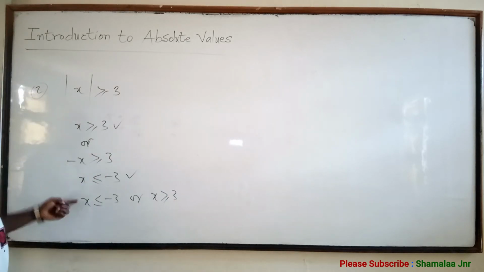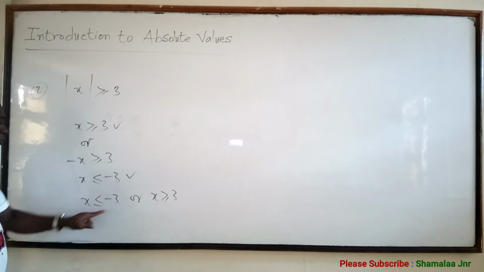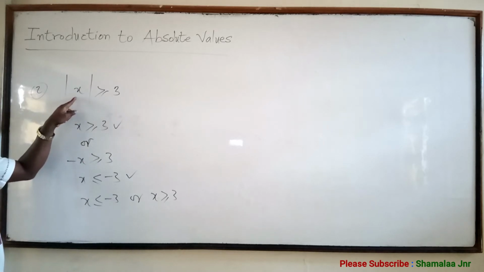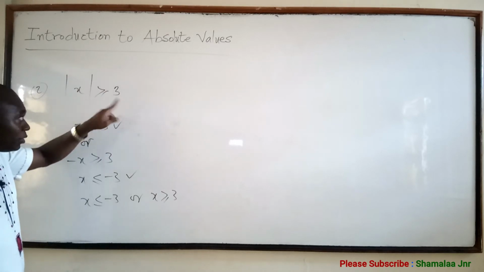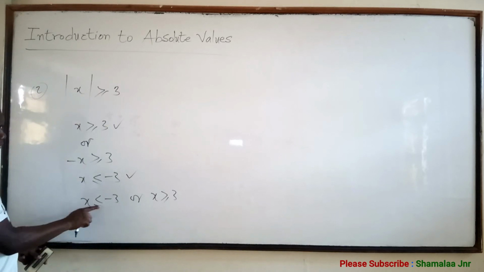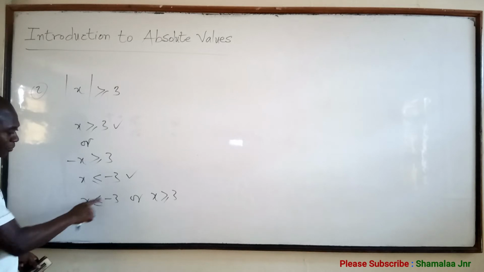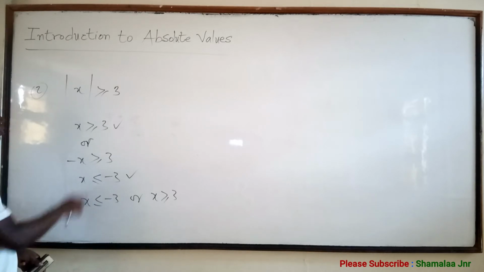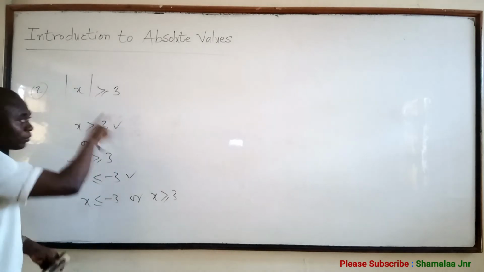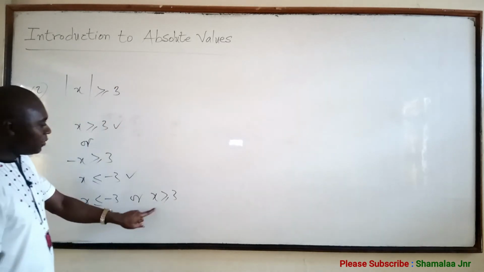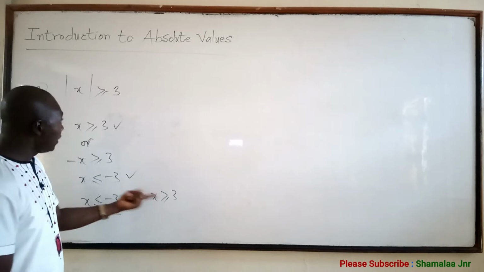Yes. For example, let's look at this one. If you pick a value which is less than or equal to negative 3, for example, if you pick negative 3 and put it here, the absolute value of negative 3 will be 3, and that is equal to 3. So the condition holds. Now, if you pick negative 4, you see it? Because you are saying that the answer here should be less than or equal to negative 3. So you pick negative 4, you put negative 4 here, the absolute value of negative 4 is 4, and that is greater than 3. So this one holds. So this is true.